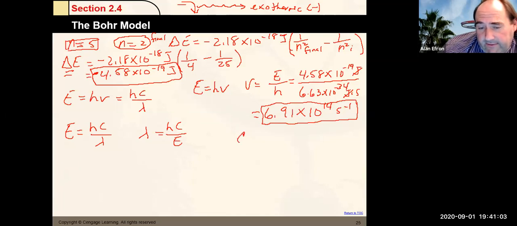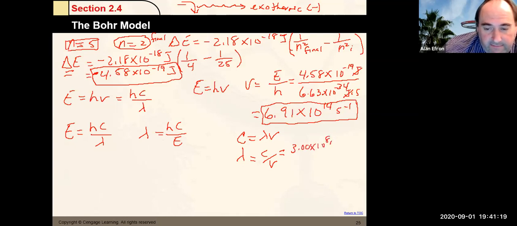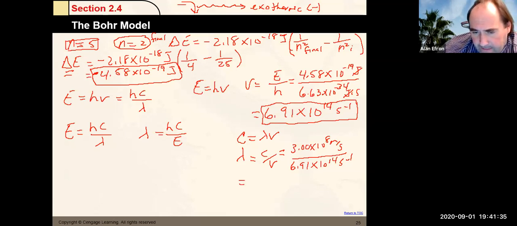You could use E is equal to HC over the wavelength, and the wavelength equals HC over the energy. Or because we now have the frequency, you could also use C is equal to the wavelength times the frequency. Or, the wavelength is equal to C divided by the frequency. I'll do it both ways here so you can see you should hopefully get the same answer. So if you did 3 times 10 to the 8 meters per second, which is C, divided by our frequency, which is 6.91 times 10 to the 14 reciprocal seconds, we will end up with 4.34 times 10 to the minus 7 meters.